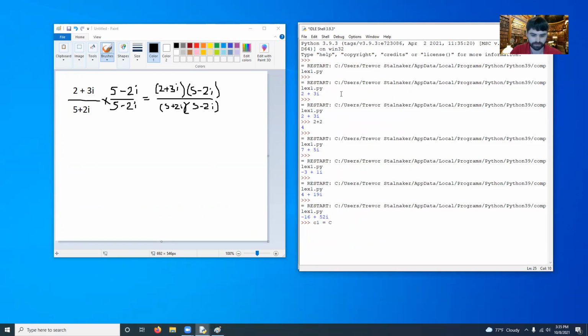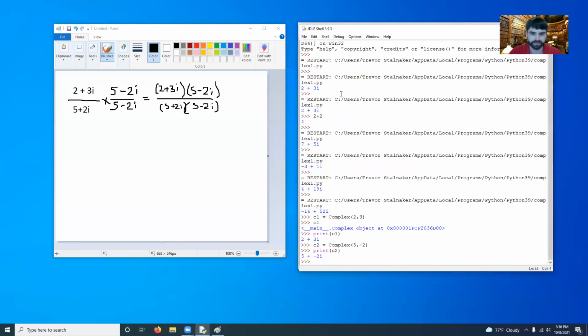So let's say C1 equals complex 2, 3. Let's print it out so we can see it. So 2 plus 3i, good. And let's say C2 equals complex 5, minus 2. So just put the minus right in there. Let's print that, make sure we got it right. 5 plus minus 2i. That's the same thing as 5 minus 2i, right? I'll leave that as an exercise to you if you want to go in and fix that and make it where it says minus 2.